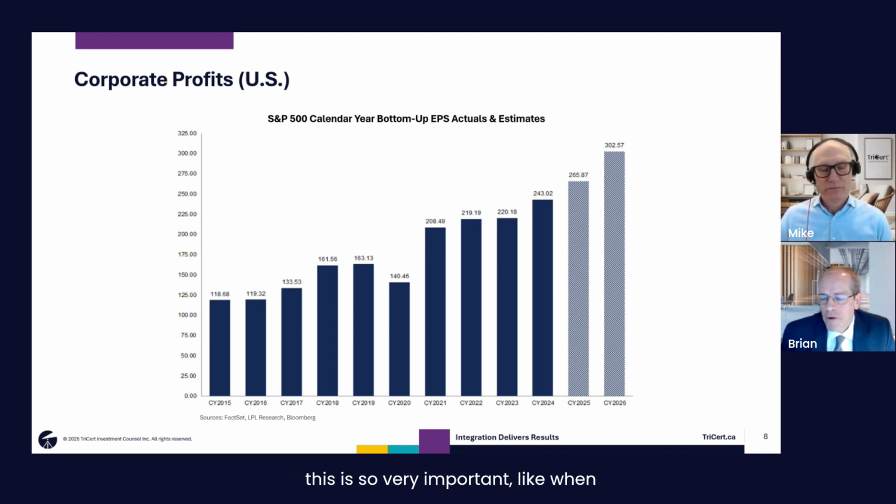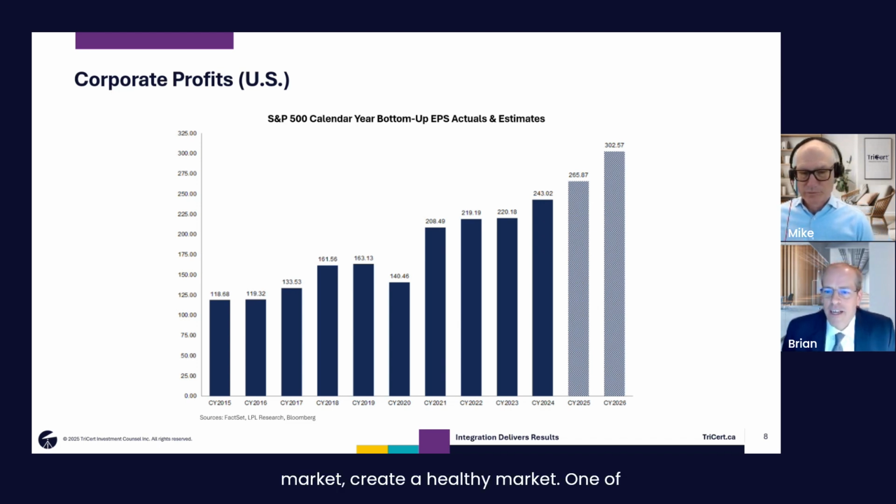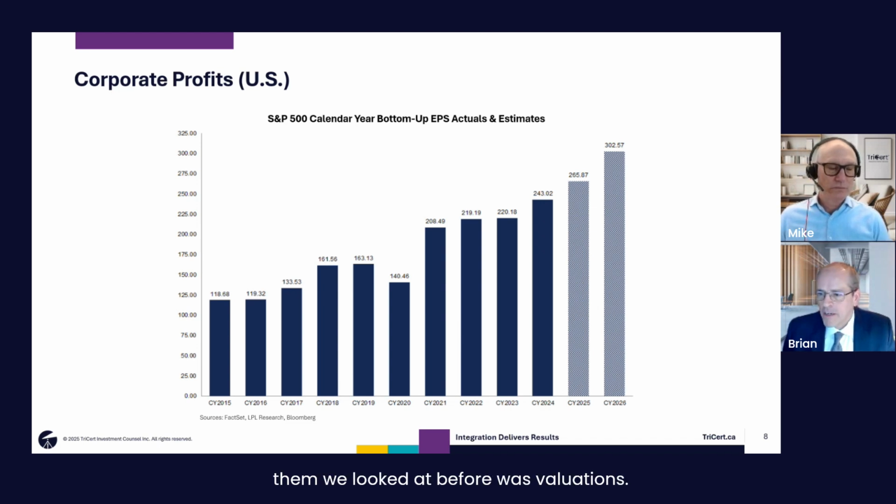And why this is so very important, when people talk about markets generally, if they're going to make a claim about an average thing called a market, they really should focus on the fact that there's a few very fundamental principles that create a healthy market. One of them we looked at before was valuations. Very important, a leg of the stool that you'd want to pay attention to. The other one's corporate profits. That's another one. So corporate profits fundamentally are very, very important to the market. And so it's good to talk about that, I think.